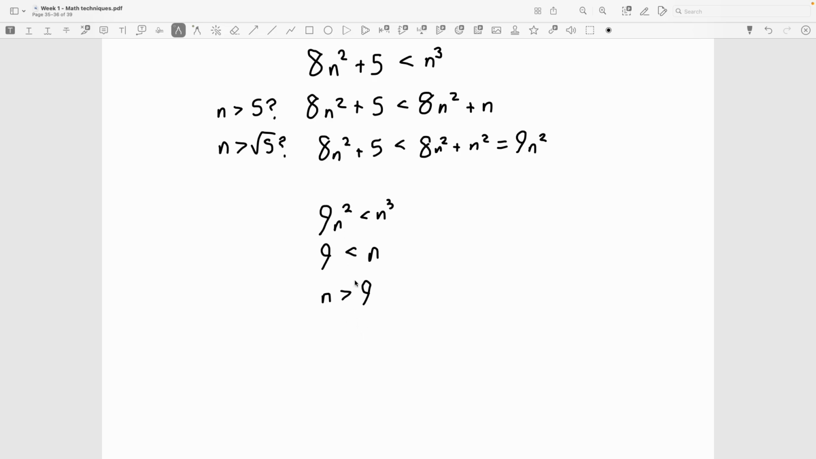Luckily, this doesn't contradict our earlier guess of n greater than square root of 5. In future proofs, you might end up with n being greater than multiple different expressions that have different variables, and we'll find a way to work around that later. But for now, we just have that n is greater than 2 different constants, so we could just say that n is greater than the greater of those 2 constants. And that's how we derive that, in this case, n is greater than 9.